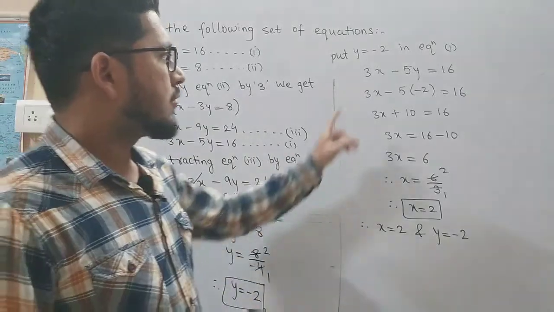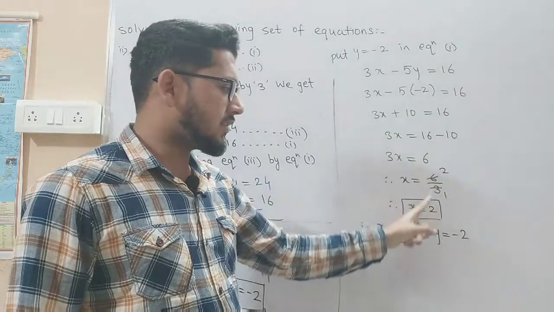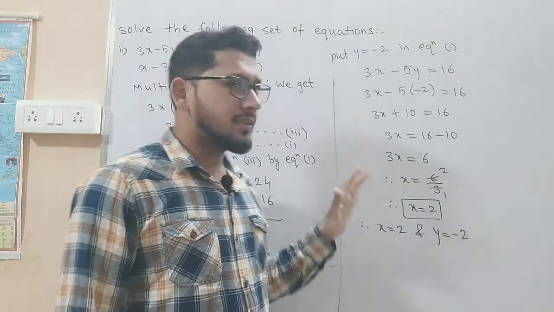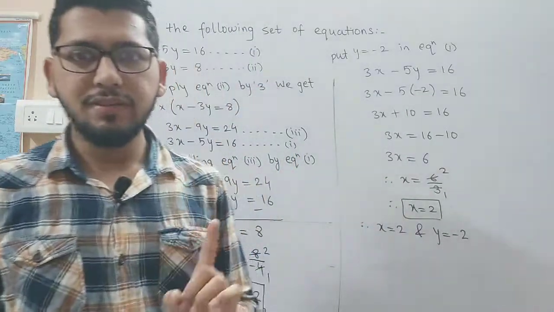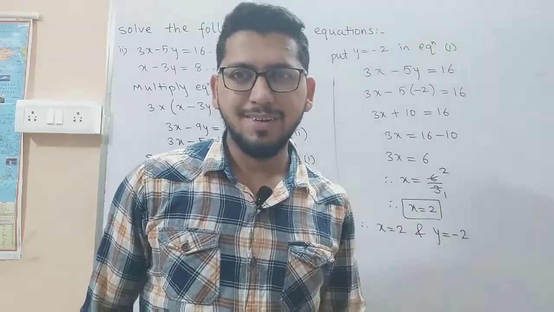Okay? Then we put y equal to minus 2 in equation number 1, and after simplifying you will get x equal to 2. So likewise we will simplify these equations. This example is very simple. You have to practice on this example. Thank you so much.